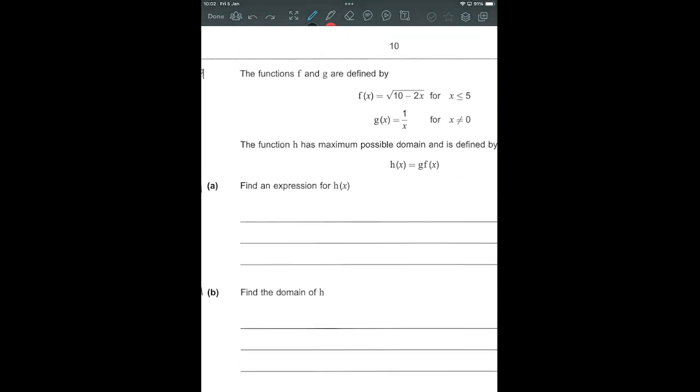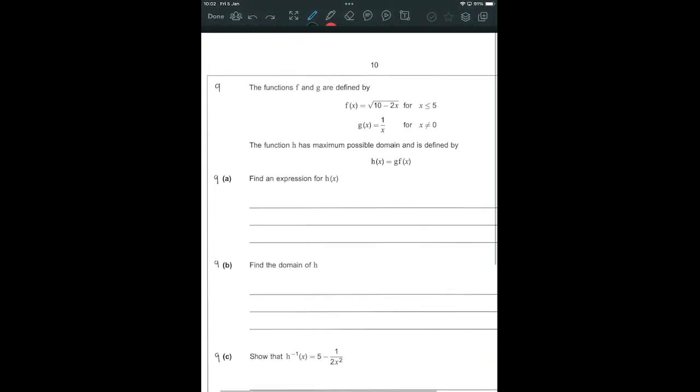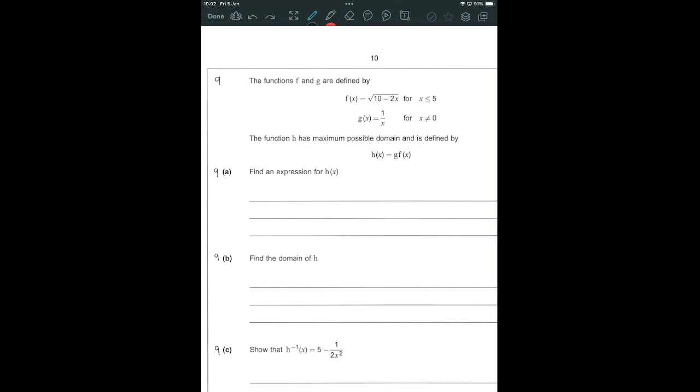Question 9. Functions. F and G are defined as so. H has a maximum possible domain, and is G of F. What am I allowed to put into that? Oh no, just find an expression for H first. I'm already doing part B. So H of x is G of whatever F was, which is 1 over the square root of 10 minus 2x.